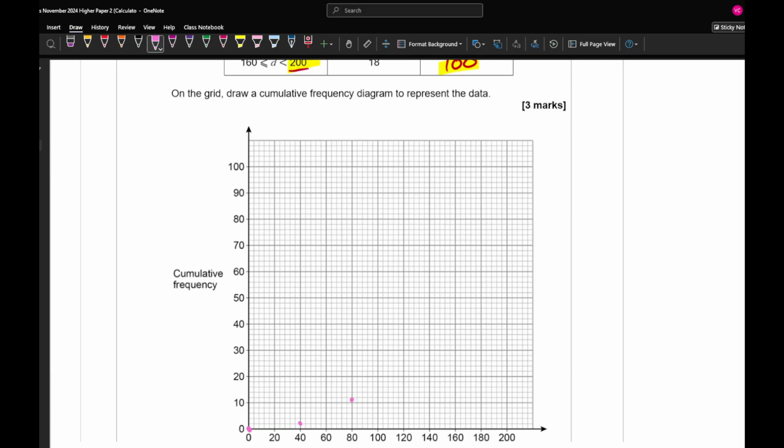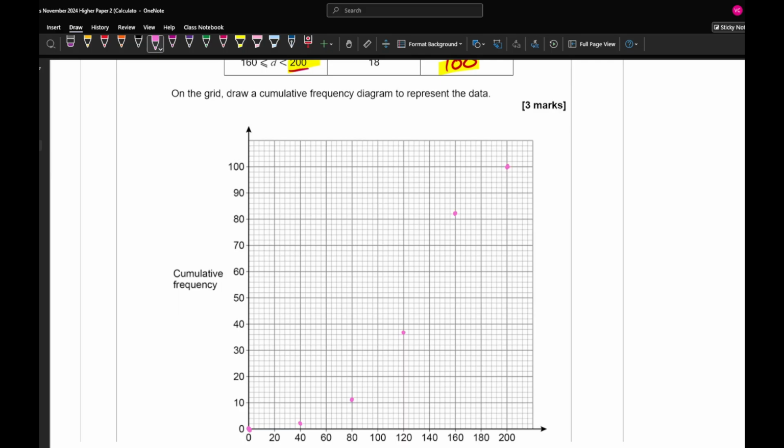Now, obviously, if you can't hit the exact point, just go for as close as possible. The next one is 120, and that goes up to 37, so that's going to be about there. The next one is 160, and that's at 82, and that's going to be there. And the last one is 200, which is at 100.